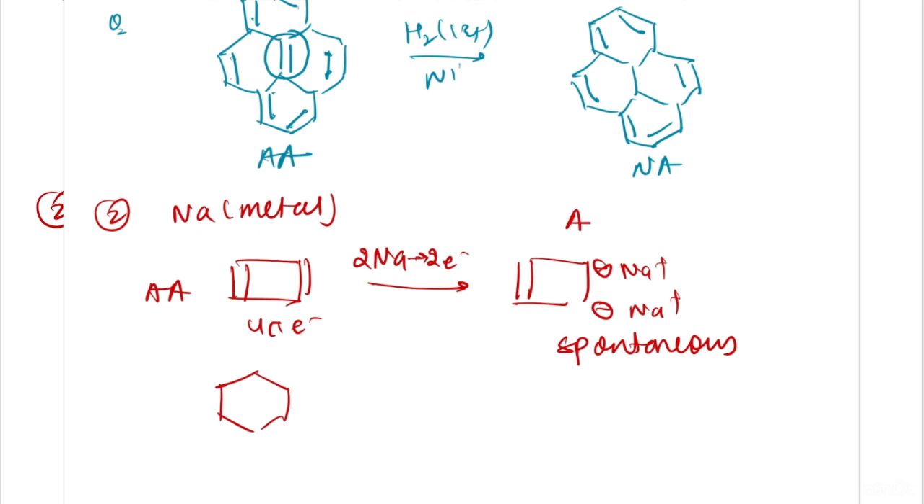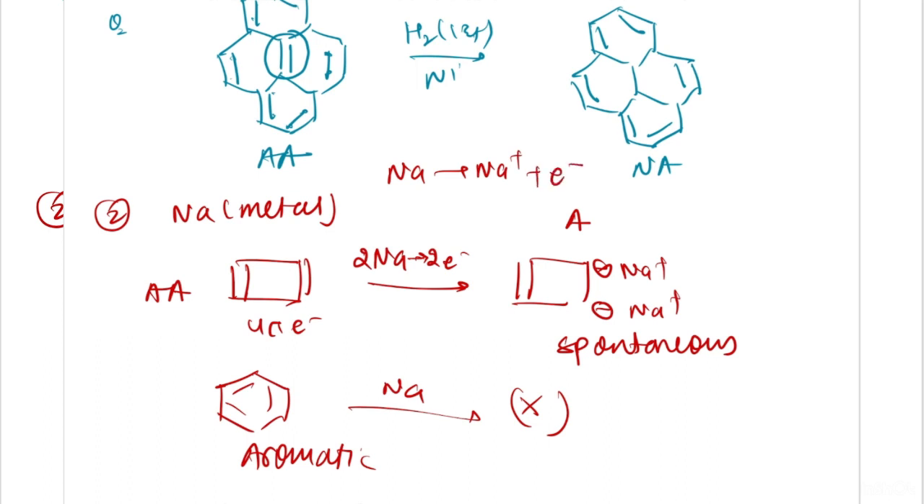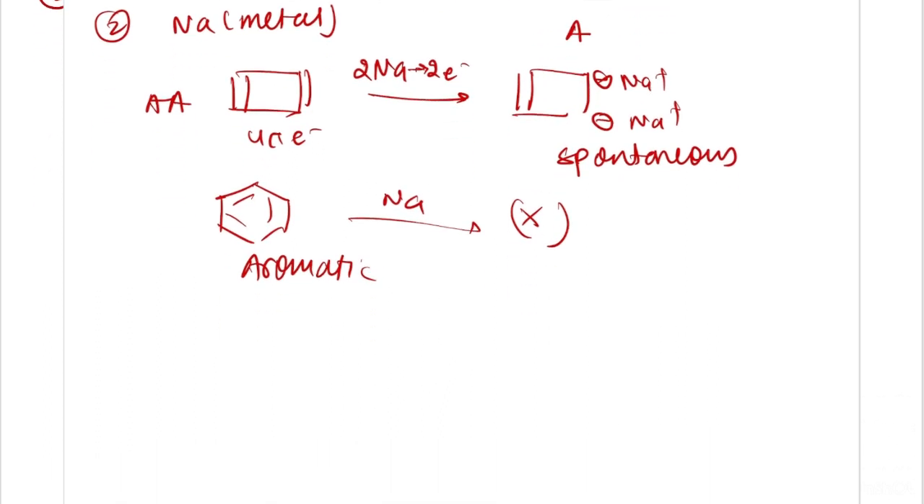Even anti-aromatic to non-aromatic, we can say it is spontaneous. But aromatic to non-aromatic or anti-aromatic, it is non-spontaneous. So this reaction will not occur because it is already stable. It is aromatic. So actually, sodium will lose electrons, and the electrons will be taken up by the benzene ring according to its requirement.